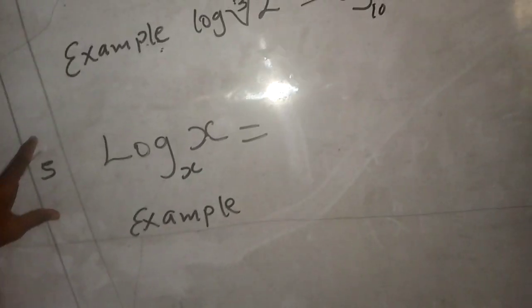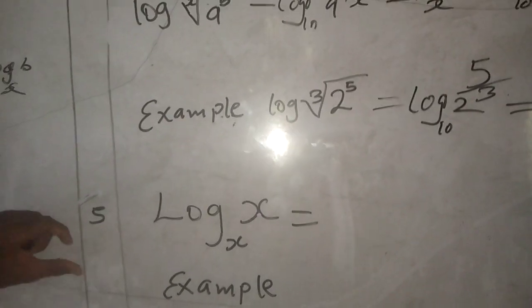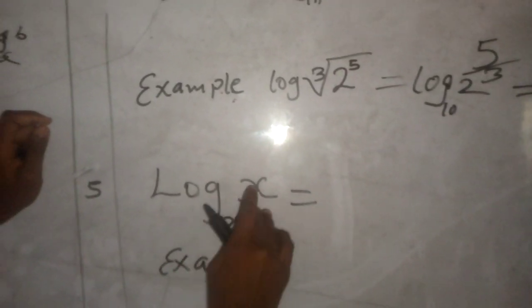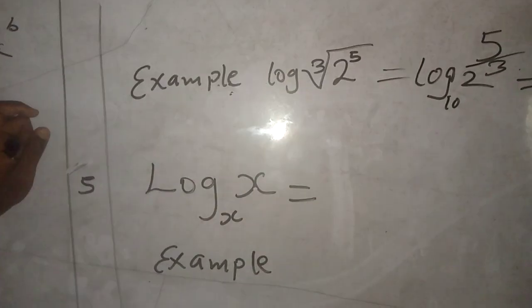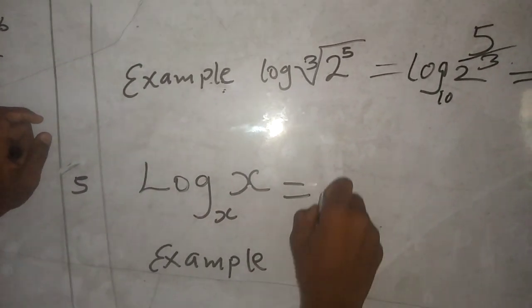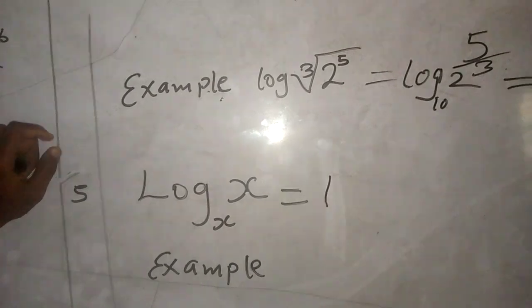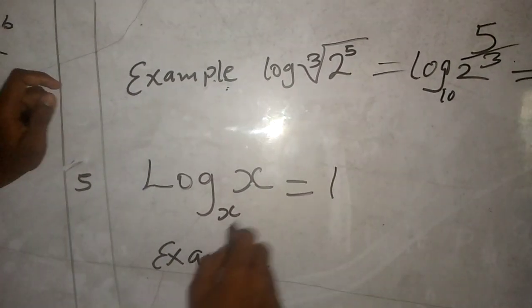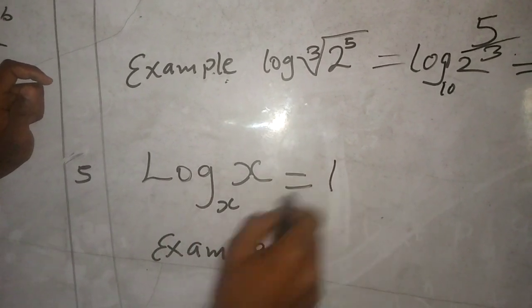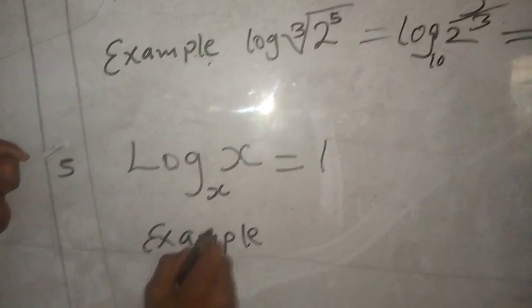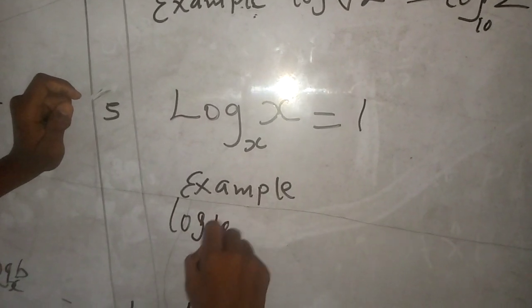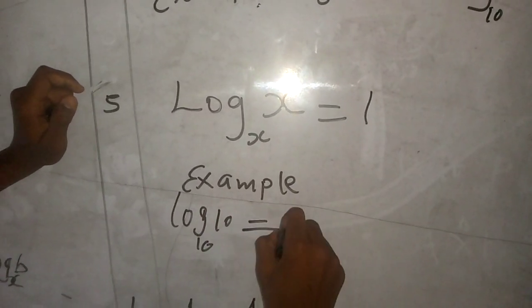The next law states that any log where the number is the same as the base is automatically 1. Even log 10 in base 10 is 1, and log 8 in base 8 is 1. So let's take an example. This will be log 10 in base 10 is equal to 1.